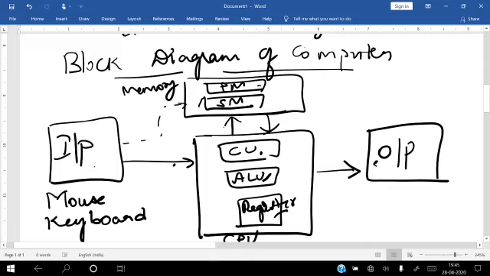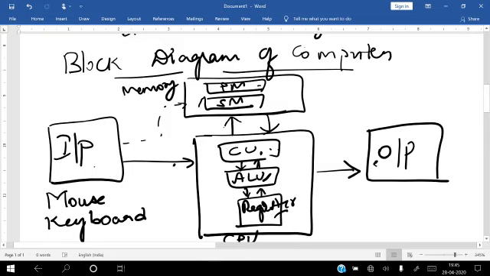Now, what is a control unit? The control unit is the one that schedules or controls all the jobs that are to be performed in the computer system. It gives signals for communication.